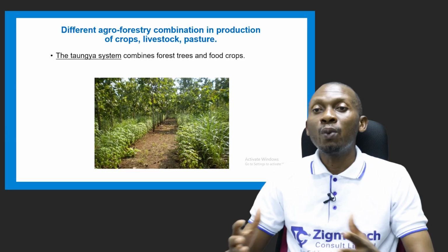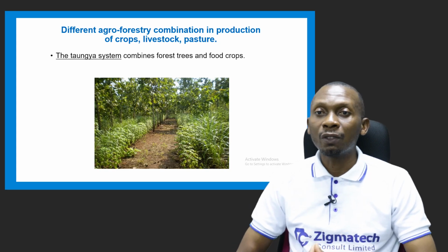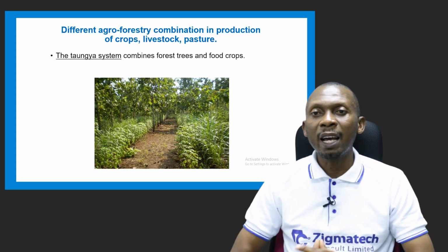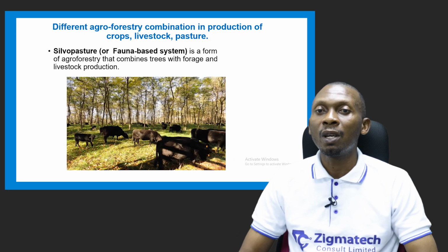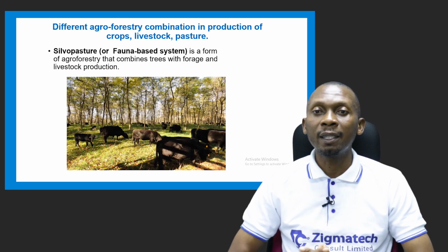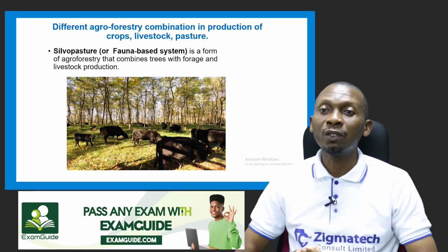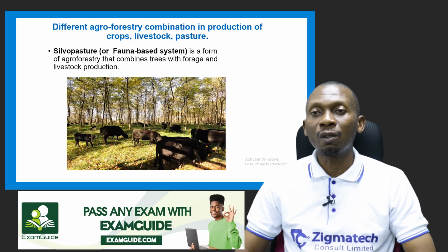So different ways or different combinations in production of crops and livestock, different agroforestry combinations. We have the Tonga system, which has to do with combining forestry and food crops. We have silvopasture, which is also a fauna-based system. So it's also a form of agroforestry. Here we're combining trees with forage and livestock production.